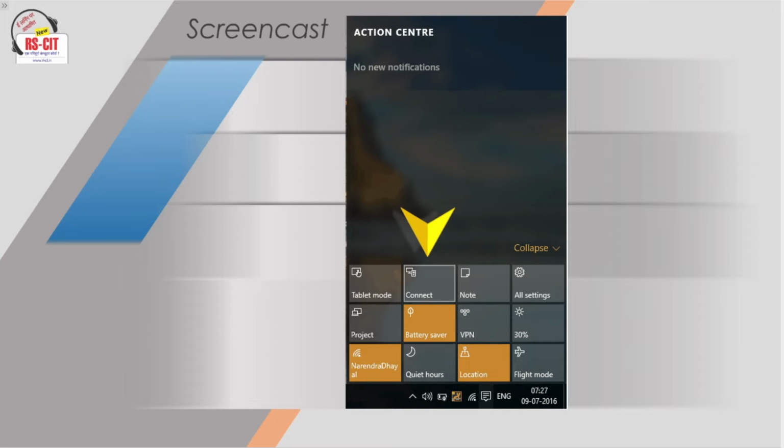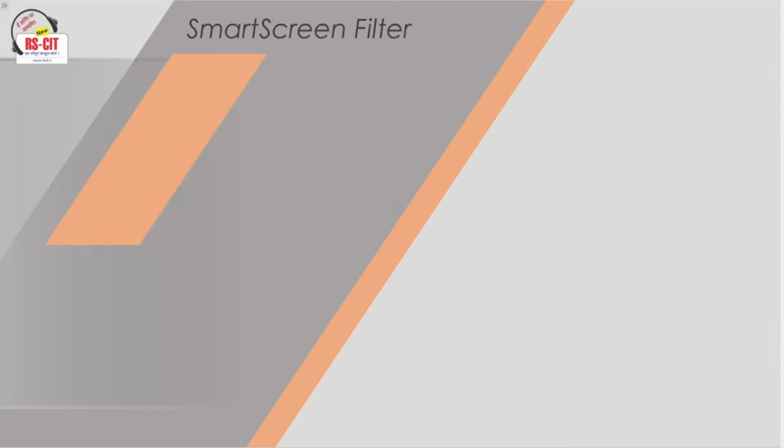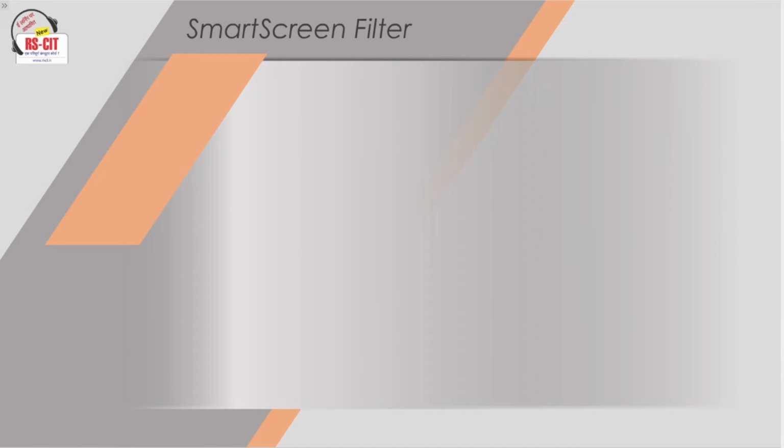To get to it quickly, just tap or click the Action Center and locate the Connect button. Now, let's understand the Microsoft SmartScreen Filter. SmartScreen Online Services, that is, a feature of the Edge browser, help to protect you and your device from unsafe web content or malicious software. SmartScreen Filter helps detect phishing websites.